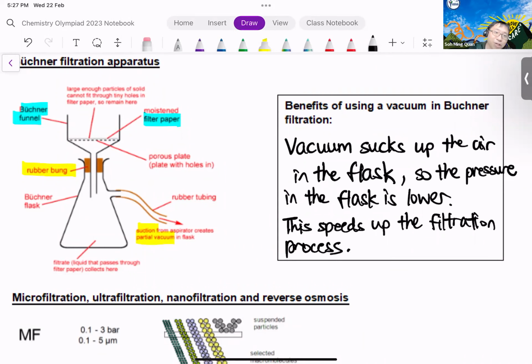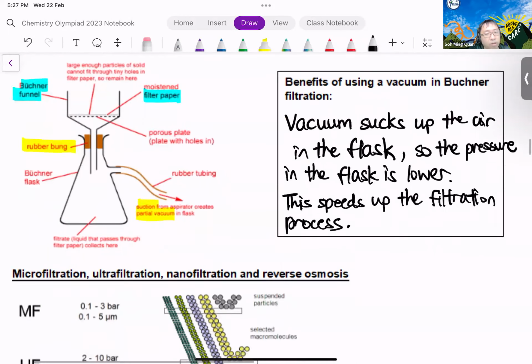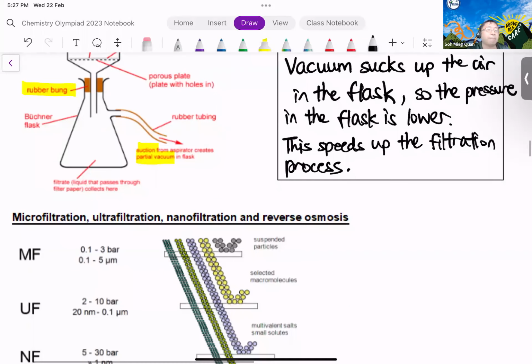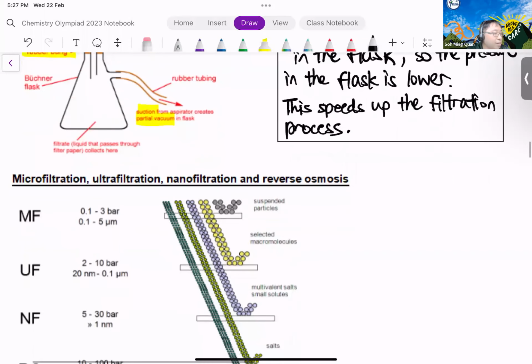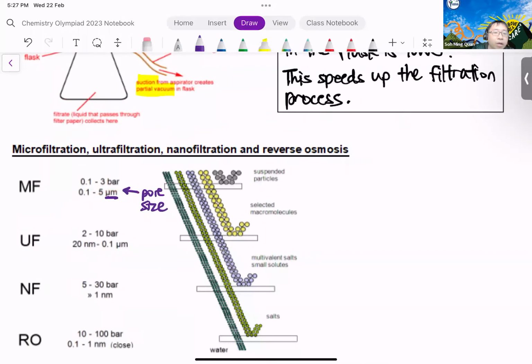A good application of filtration is actually your mask. The mask that you used to wear, right? It contains pores that prevent bacteria and viruses from exiting and entering the mask. So this is actually called microfiltration. Typically, your masks use microfiltration. What that means is the pore size, the holes, how big are the holes? The pore size is in the micrometer range. So what is a micrometer?